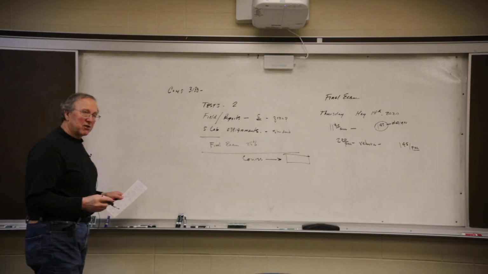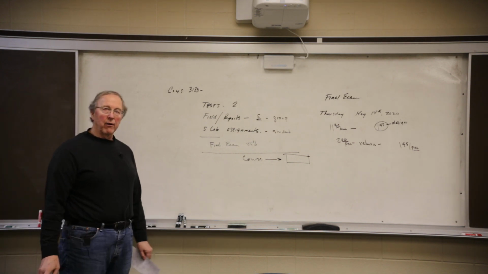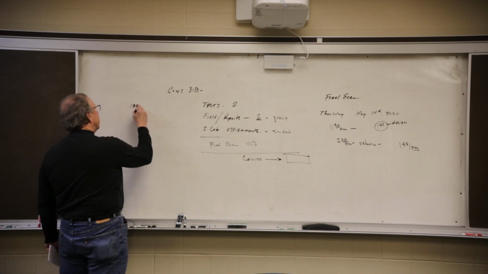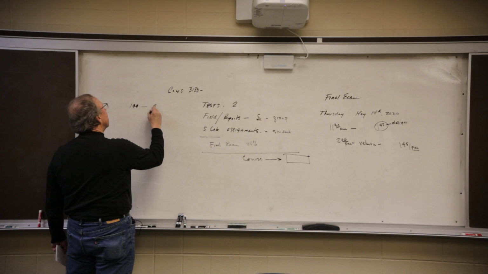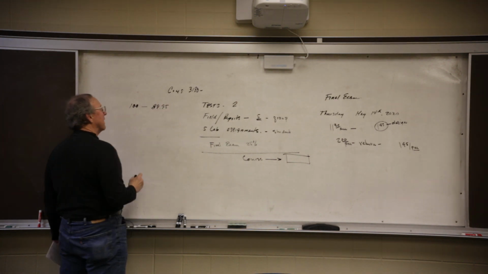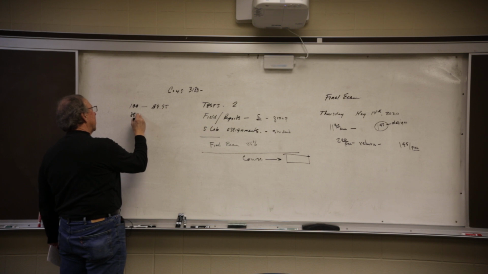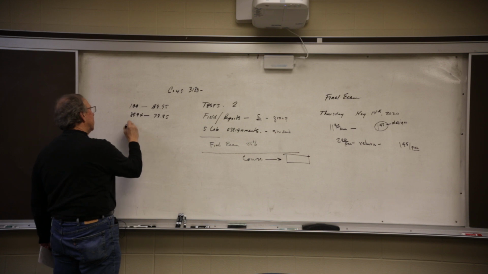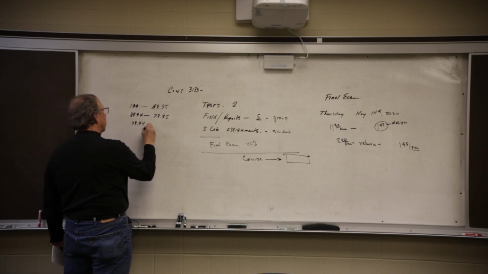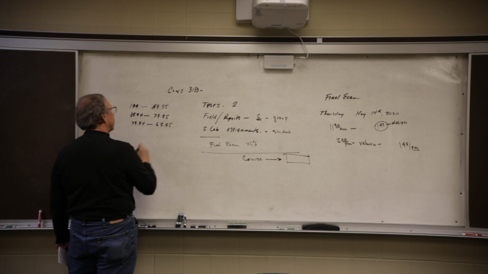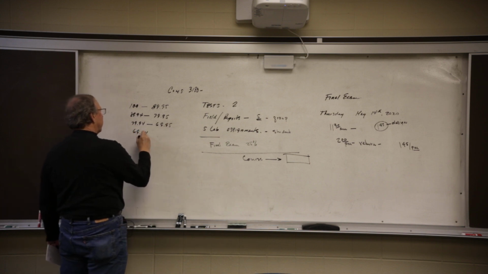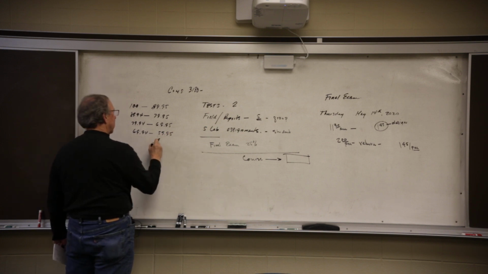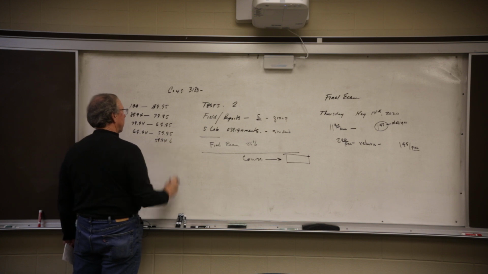And all I do, simple, I go to the syllabus, I grab the scale for the course. And this is what I'm going to do this semester. 100 to 90. 89.95 is going to be an A, 89.94 down to 79.95 is going to be a B, 79.94 down to 69.95 is a C, 69.94 down to 59.95 is going to be a D, 59.94 and below is an F.